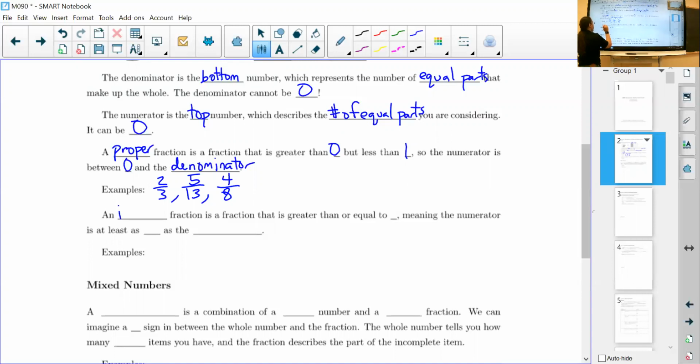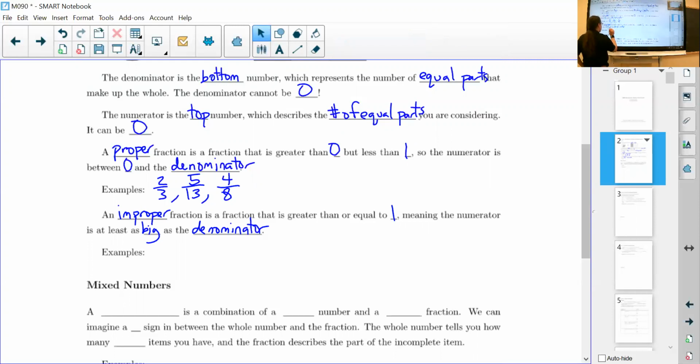An improper fraction is greater than or equal to 1, meaning the numerator is at least as big as the denominator. Now, they're called improper. That may make you think that they're not as good. There's nothing wrong with improper fractions. It's just kind of a terminology that I don't particularly agree with.